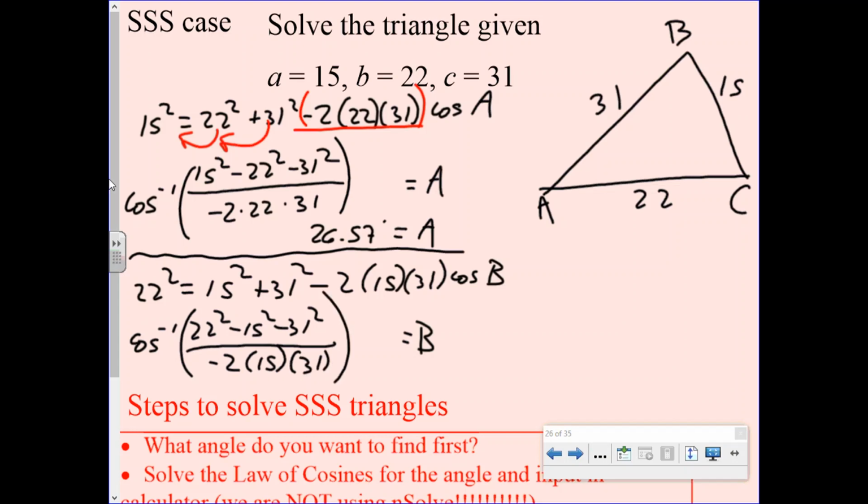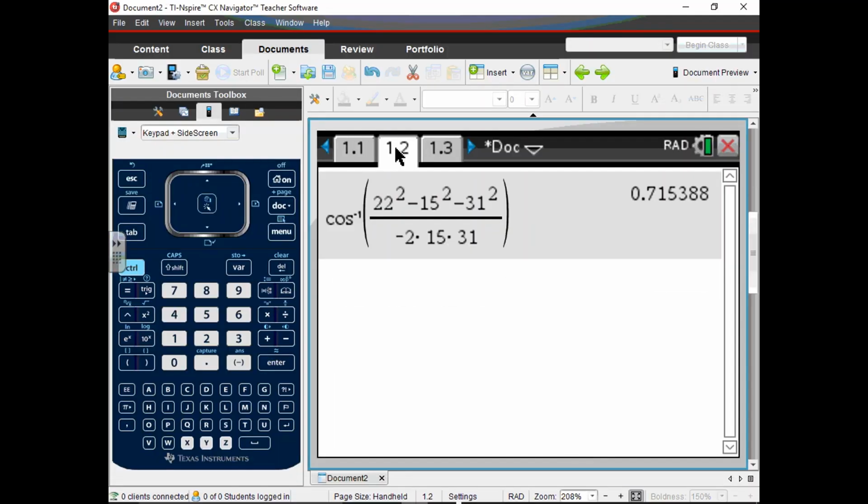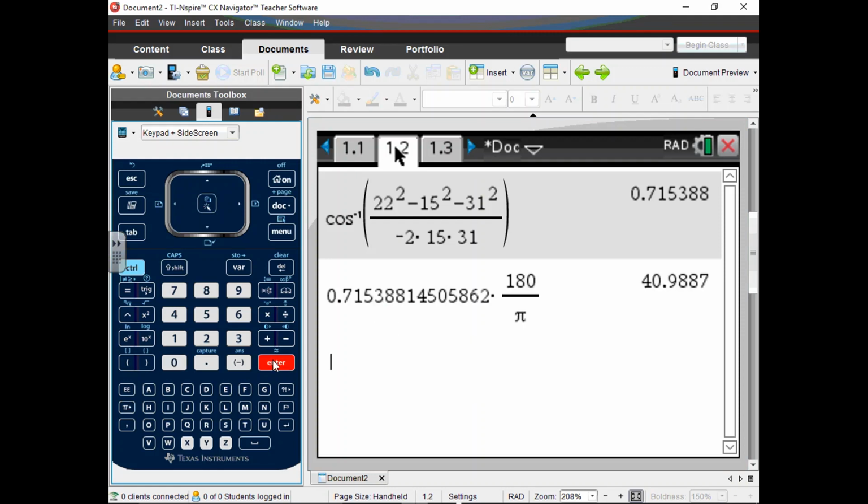And again, if you need to pause the video for a second to make sure you see where all those numbers are coming from and how the algebra works out as you find the angle, by all means, please do that. But when we pop that into our calculator, we have that. And again, radians, depending on how your calculator is set up, I'm going to multiply that by 180 over pi. And then my last angle here comes out to be 40.99.